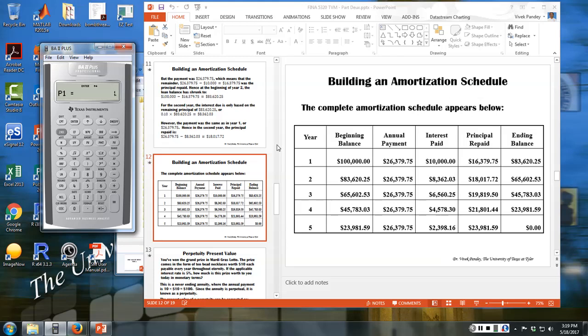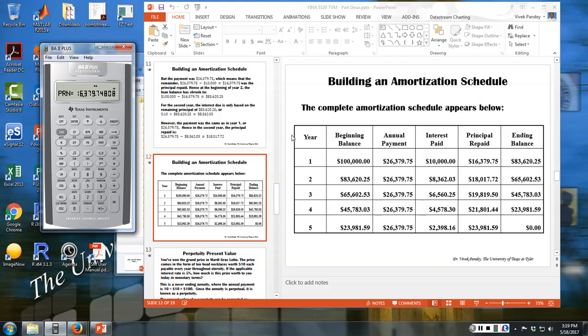What's the P1? Because it's looking for a line, it has the capability of adding up. So suppose you wanted to add lines 1, 2, 3, then you could say P1 is 1 and P2 is 3. But if you just want to look at one line at a time, then say P1 is 1, enter, and P2 is also 1, enter. And now we're looking at the first line in the schedule. So balance after first payment, 83,620.25, right? That's what you're looking at in the calculator.